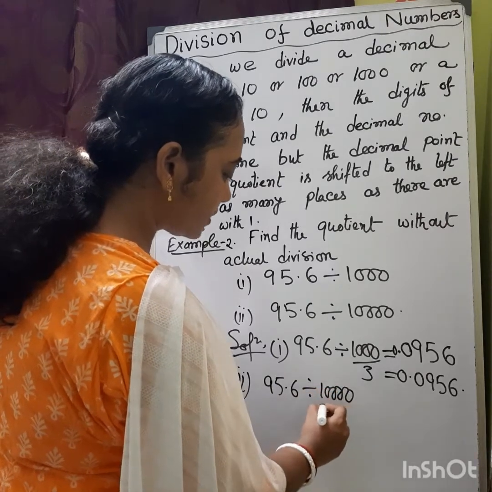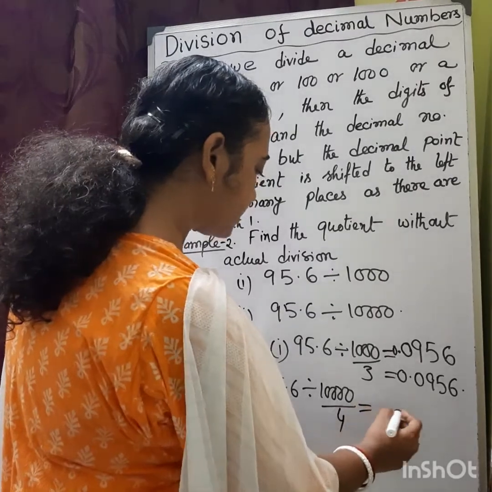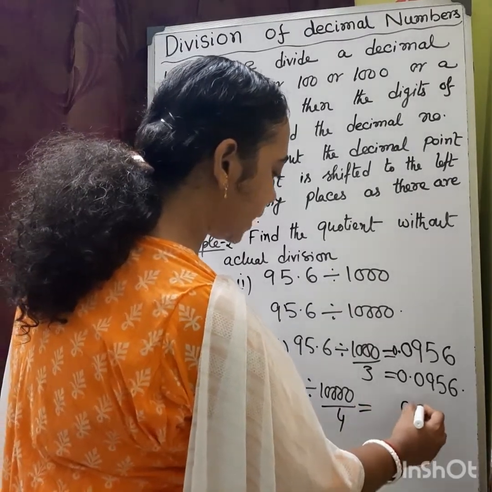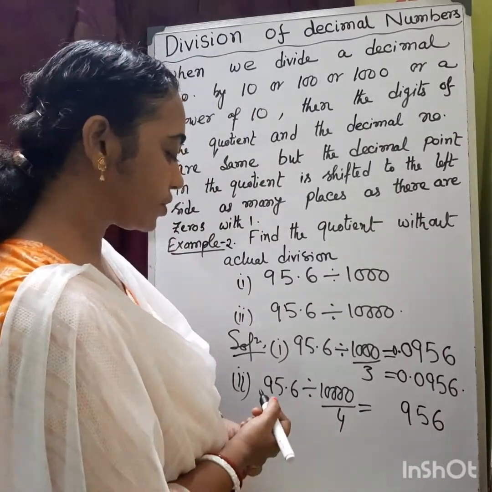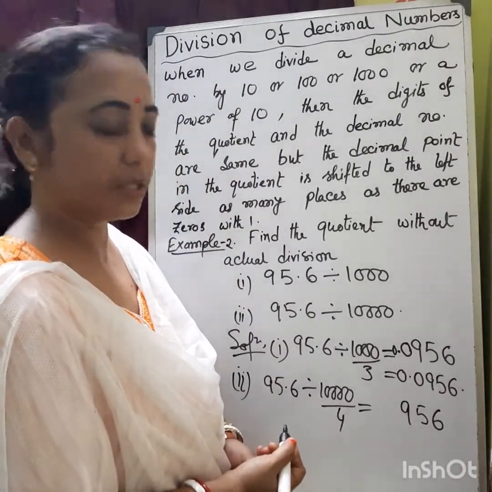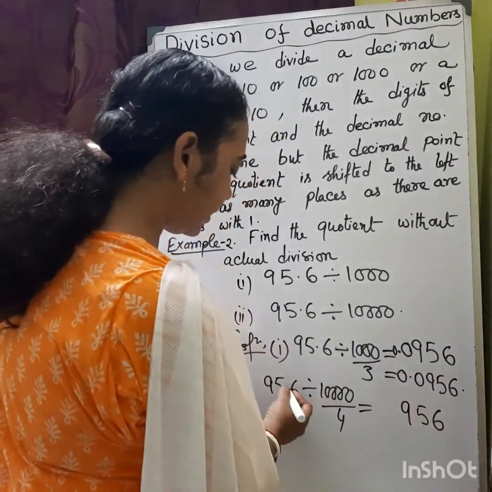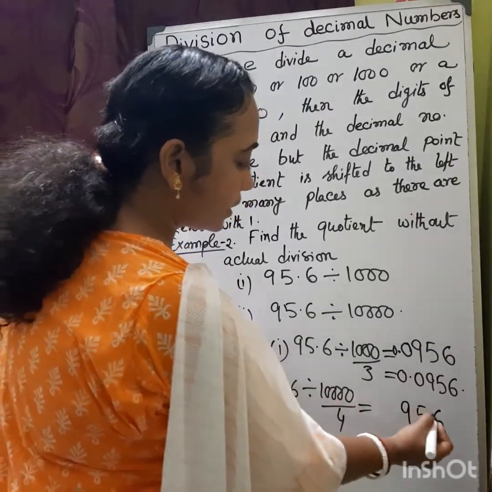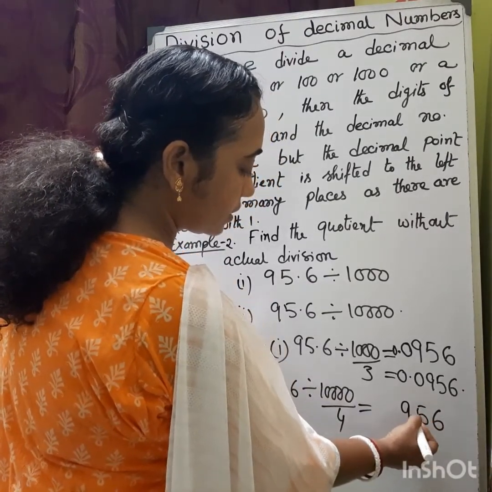Now let us see the second question, that is 95.6 divided by 10,000. So how many zeros are there after 1? 4 zeros. So here we will write the quotient: first we put the same digits as in the decimal number, that is 956. Now we will shift the decimal point in the quotient 4 places to the left side. It is here in the decimal number, in this place. So we moved 4 places to the left side.